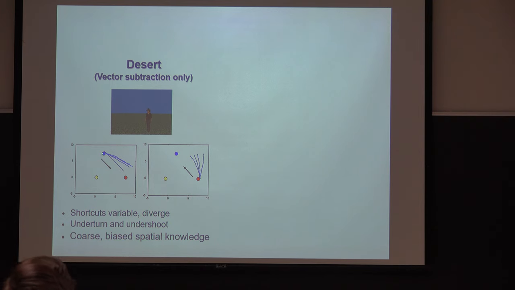Here they're trying to go from B to A, and you notice they're way off. And here they're trying to go from A to B, and they're even farther off. So they're showing really large errors. They're not showing any evidence that they can do vector subtraction to calculate the correct orientation of the shortcut. So they do both underturns and undershoots. Notice they're walking, the angle's wrong and the distance is wrong.